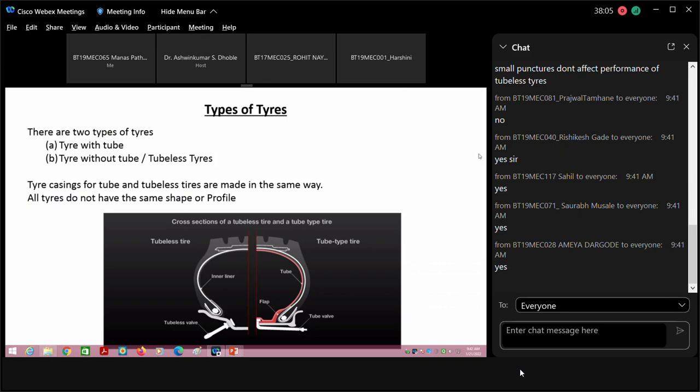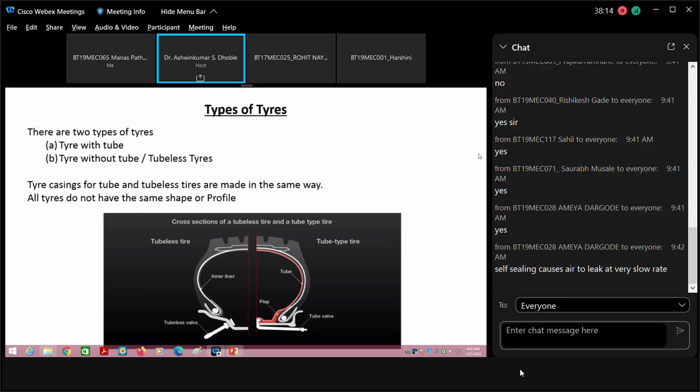In case of a puncture, it is easier to mend the tubeless tire. Small punctures do not affect the performance of tubeless tire. Okay, the answer to my question is yes, yes, yes. Very correct. Since air will take the load in tube tires, in tubeless tire there wouldn't be sudden impact on rim. Self-sealing causes air to leak at a very slow rate.